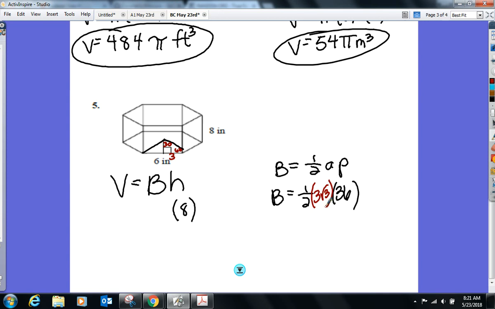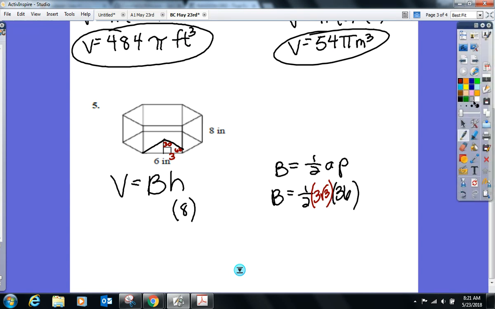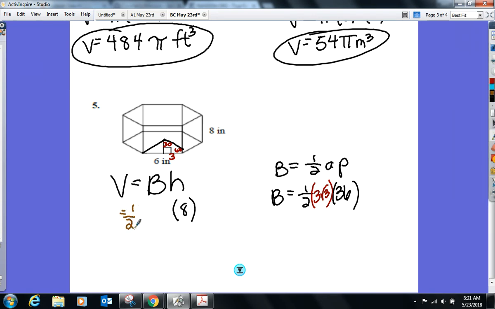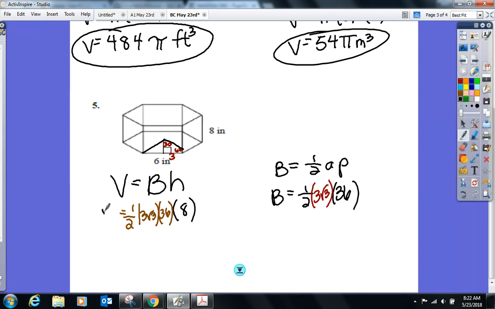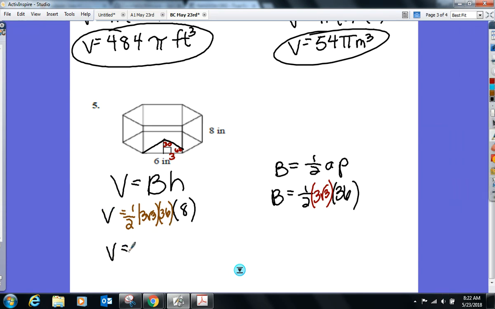Hey, we're in honors, right? That's what they tell me. Can we leave this in simplest radical form instead of decimals here? Think we can handle that? You can get that radical 3 in your answer. Oh boy, I'm asking a lot. So 1/2 times 3 radical 3 times 36. That volume is going to be something radical 3, right?